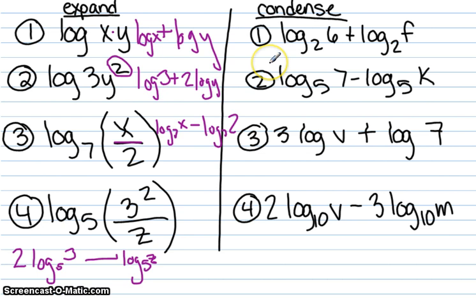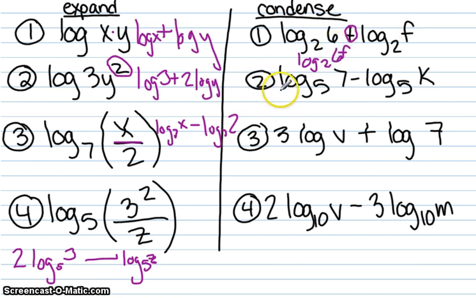Condensing, a lot of people tend to find easier. So we have 2 logs here with a plus sign. This plus sign is going to tell us we're going to be multiplying these 2 together. So our log of base 2 gets written one time, and then our 6 and f get multiplied together.